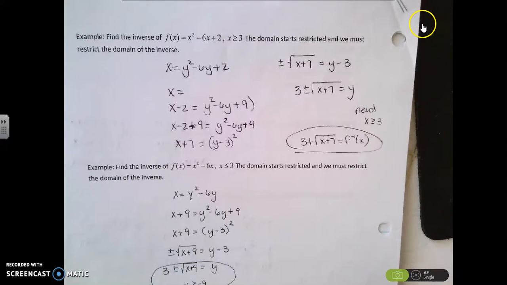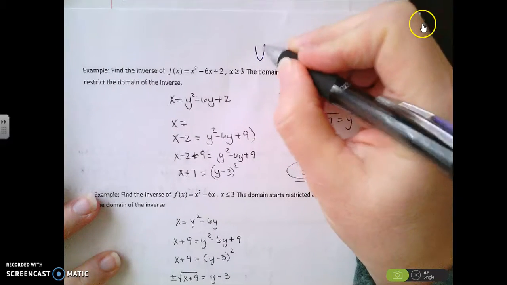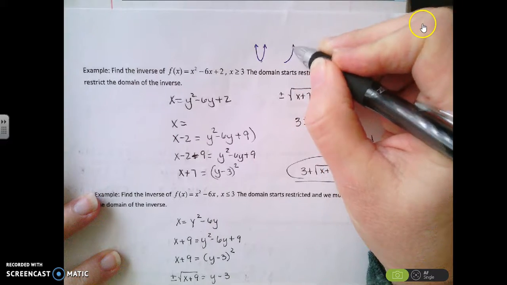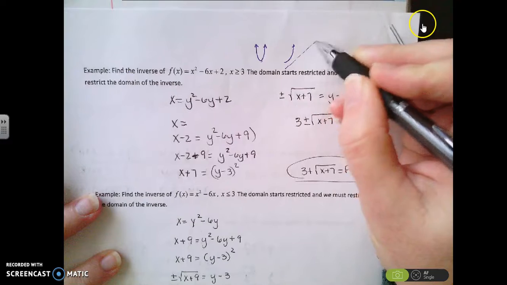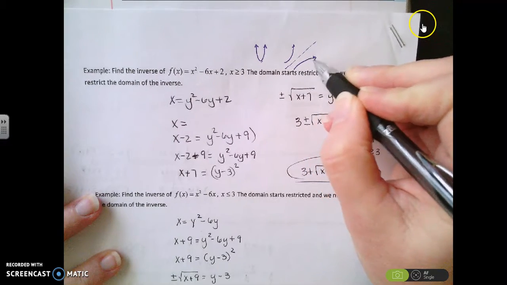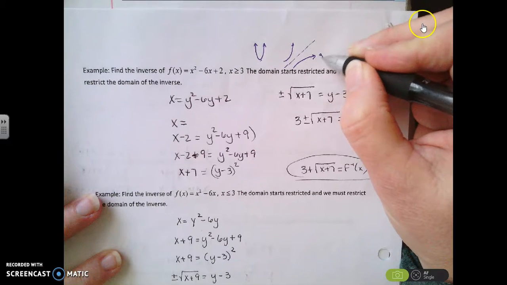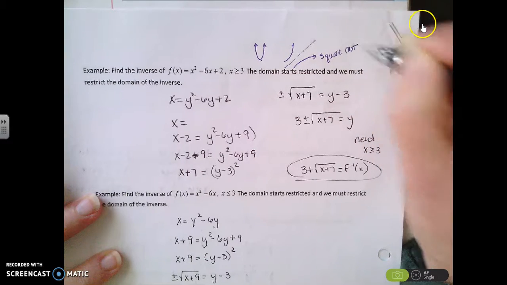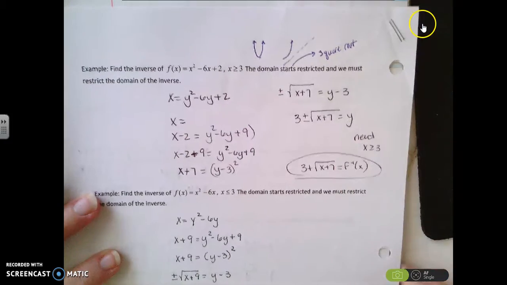So if you think about it, if I have a parabola, right, and let's just say I focus on one half of the parabola, and if I flip that over the y equals x line, I'm going to end up with something that looks like that. And we've talked about this before. This is a square root function. So what we're going to end up with in this problem is basically a square root function.